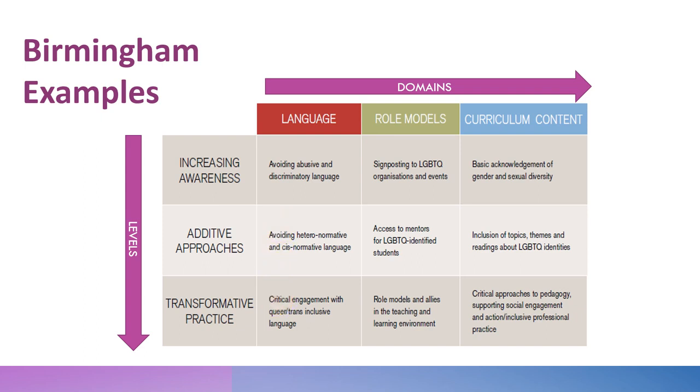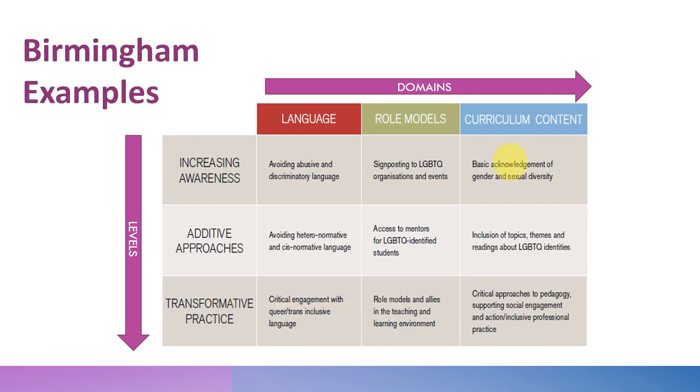When we map the second domain, role models, against increasing awareness, it could take the form of signposting the students to LGBTQ organisations and events. For example, letting all the students know that there are great maths activities going on STEM LGBTQ Day. It could also mean learning more about the supports that are available internally and externally and signposting the students to these resources. At the transformative level, lecturers themselves who are trained to be allies can have a huge impact on classroom inclusion.